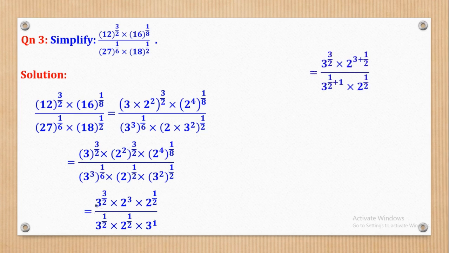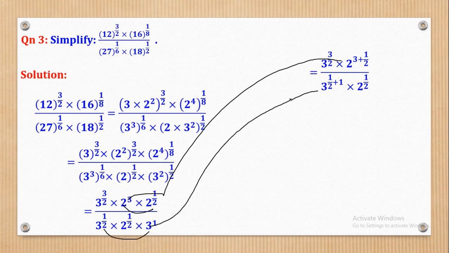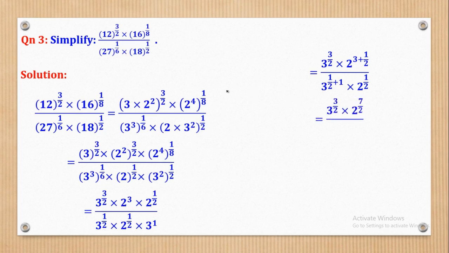The next is to look at the same base. So this and this same base, you add the powers to come up with that. Then also here, this with this same base, you add the powers to come up with that. So this plus this gives you 7/2, and this plus this gives you 3/2. The next is, now this one cancels, you remain with only these two, which is there. Same base, we subtract the powers to come up with 2 to the power 3.